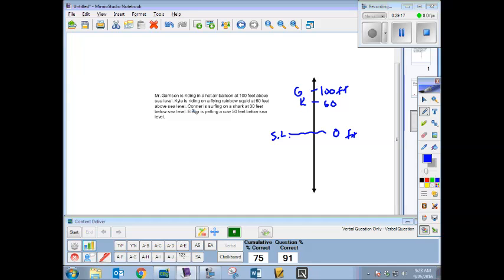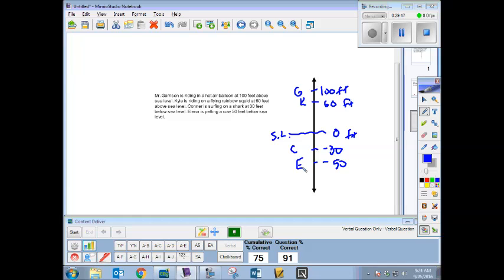Now let's go. Connor is surfing on a shark at 30 feet below sea level. Where's that going to be on the number line, Davis? 30. Negative 30. And that's going to be Connor. Okay, and then finally, Elena is petting a cow at negative 50. So wouldn't you agree it would be right there? No. Notice I did not give you any, they're going to be doing this below the hot air balloon or above the shark. You guys all understand that?